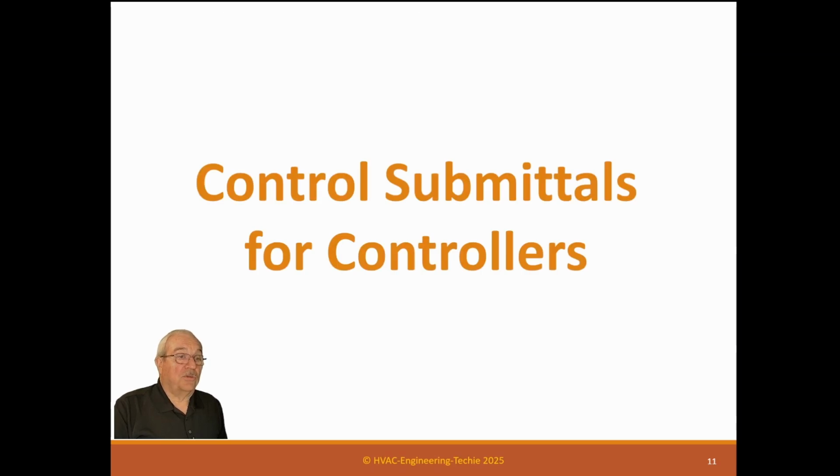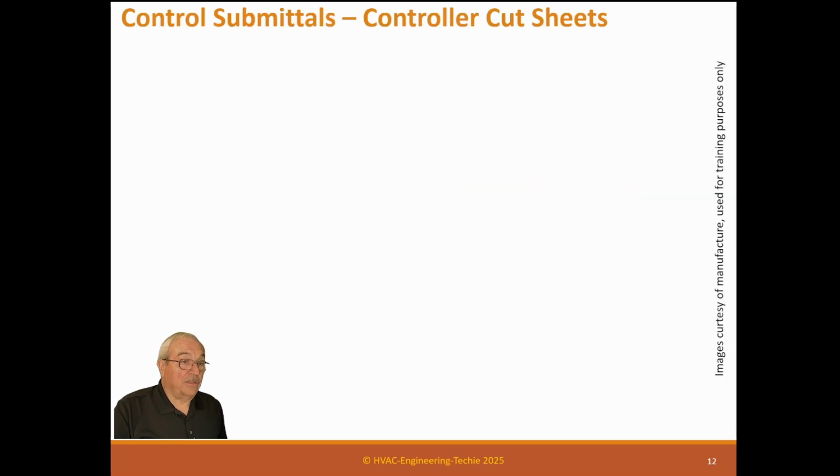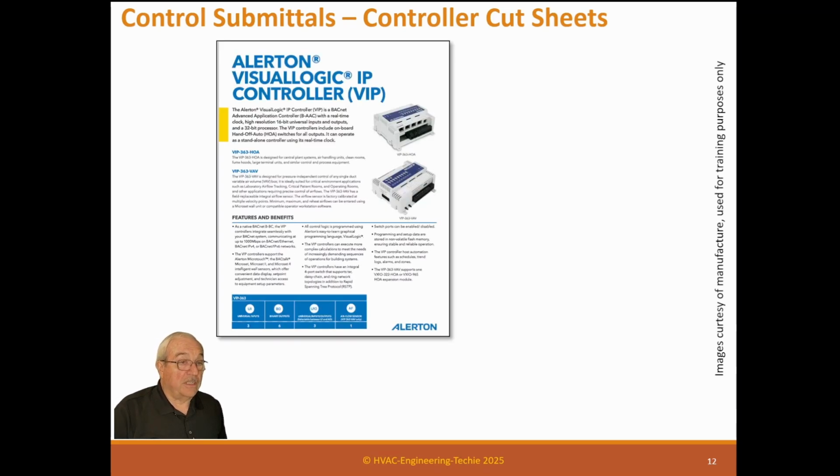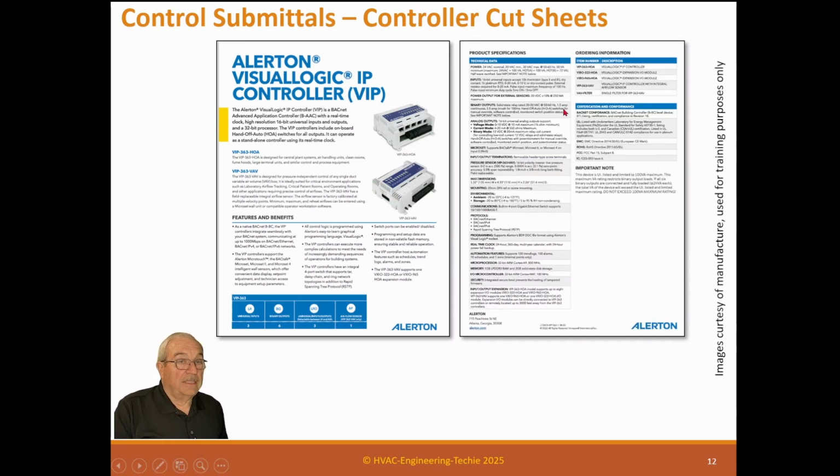Control submittals for controllers. If you're a commissioner, you're going to look at submittals, or you're an engineer looking at submittals. This is what you should see. First, you should see a cut sheet on the controller. This is the manufacturer's data to tell you about the controller. And here you can find out what bit rate it is. Is it 8-bit, 16-bit, 12-bit? It'll tell you that in here and tell you the point counts, and in detail when you read it, it'll tell you what the limitations on those points are. So this is the first thing we look at, called the cut sheets.